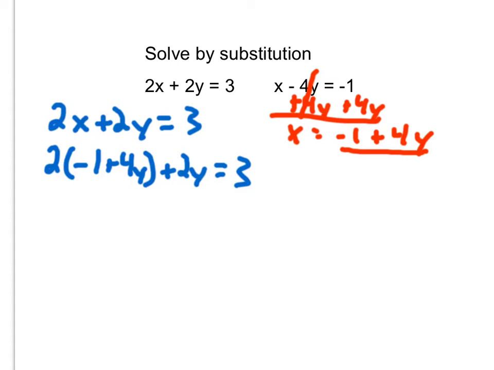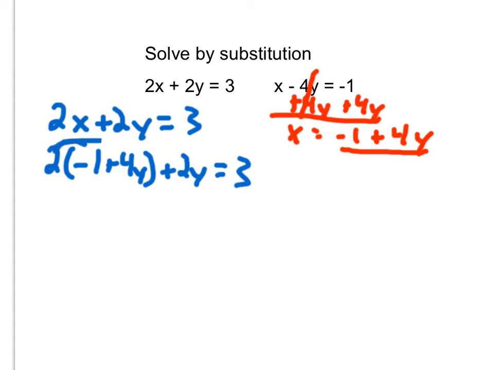So again, one more time, because this is probably the trickiest part of the whole thing. My x value I got went in for x over here. So instead of 2 times x, it's now 2 times -1 plus 4y. The reason why I want to do that is because now I've got everything in terms of the same variable. I have no more x's, and I just have y's. So that means I'll be able to solve for y. So now that's our job, to solve for y.